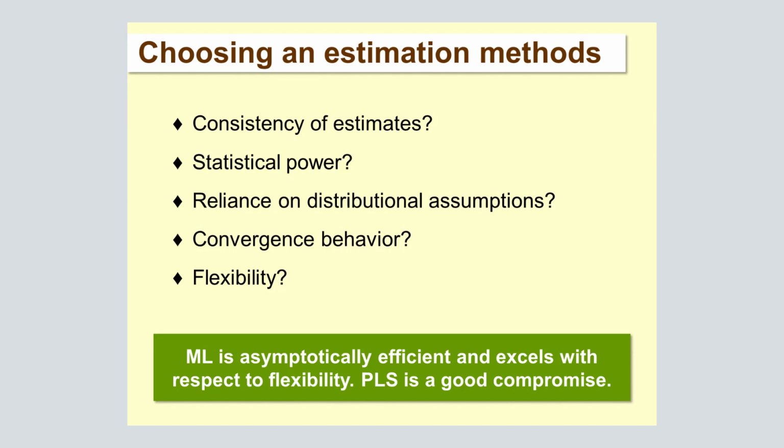Maximum likelihood, for instance, is asymptotically efficient and excels with respect to flexibility. On the other hand, sometimes it faces convergence problems and it relies on distributional assumptions. PLS is not as efficient as maximum likelihood, not that flexible, but it shows a good convergence behavior and has a decent statistical power. So it is a good compromise.